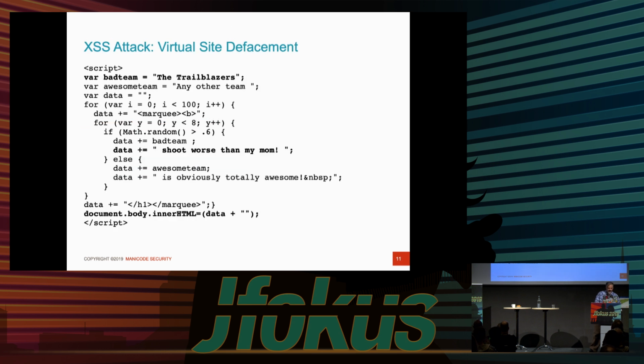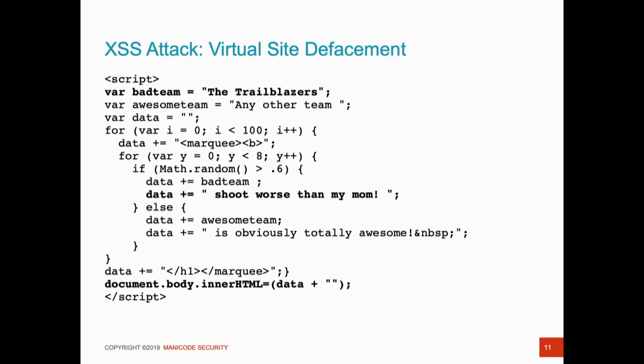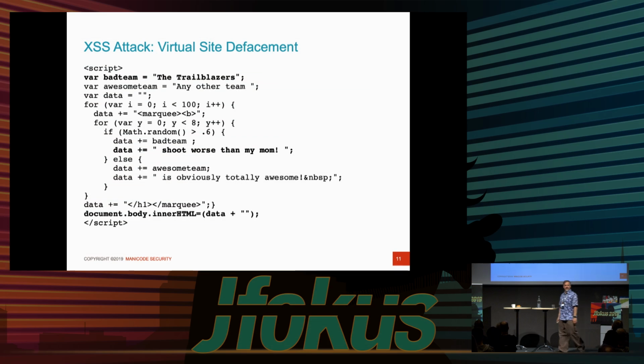Let's look at this one. In this attack, I have the bad team, a team that you do not like, any other team. I randomly make fun of the team. Your team shoots worse than my mom, and my mom is Sicilian. She kicks ass. And then down here, document.body.innerHTML. Anybody know what document.body.innerHTML does in JavaScript? It overwrites the entire page.